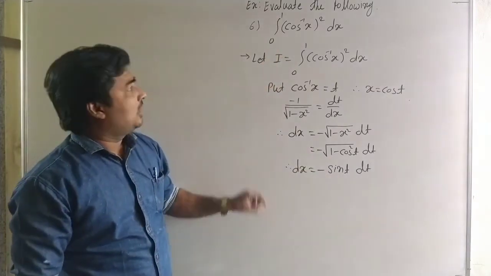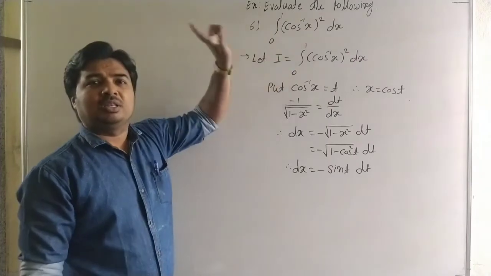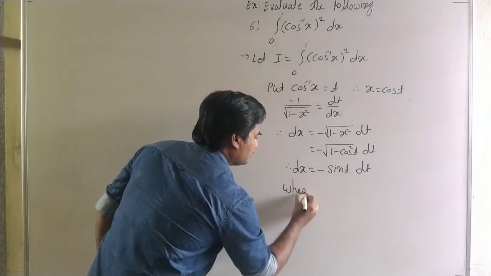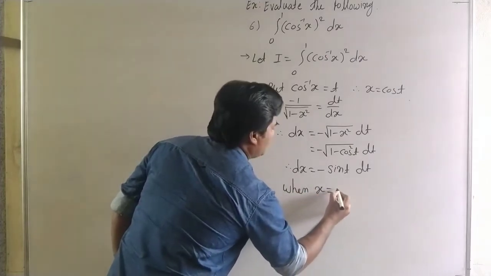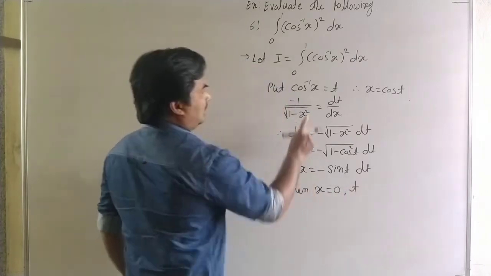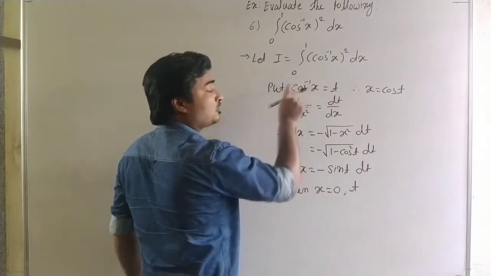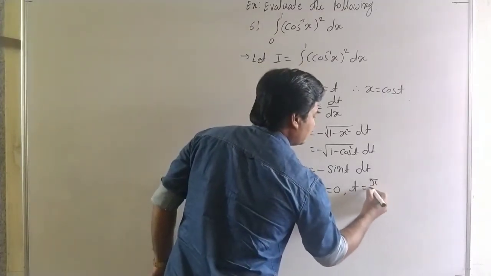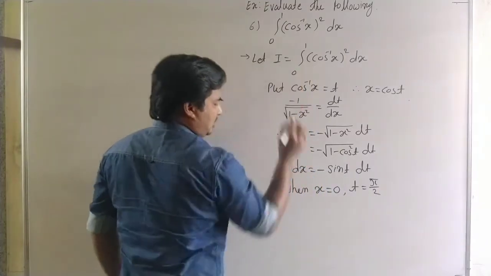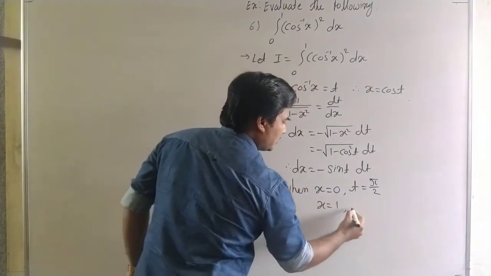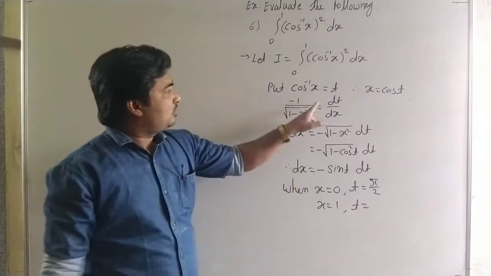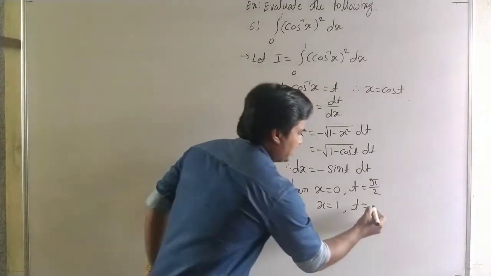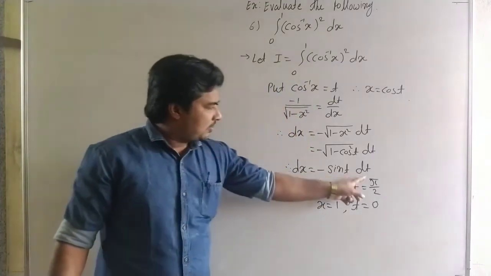Again here we use the substitution. It is a definite integral, so first change the limits. When x is equal to 0, t is equal to cos inverse of 0, which is pi by 2. And when x is equal to 1, t is equal to cos inverse of 1, which is 0. Now our new limits are pi by 2 to 0.